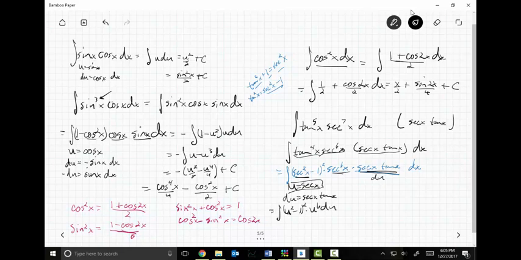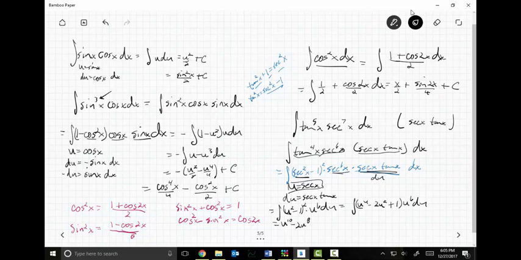Now, I should probably take the time to do a little algebra. Remember, algebra was one of our main tools. So let's look at this. This becomes u to the 4th minus 2u squared plus 1 times u to the 6th du. This becomes, what? u to the 10th minus 2u to the 8th.